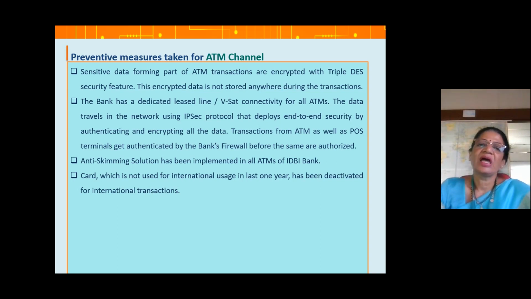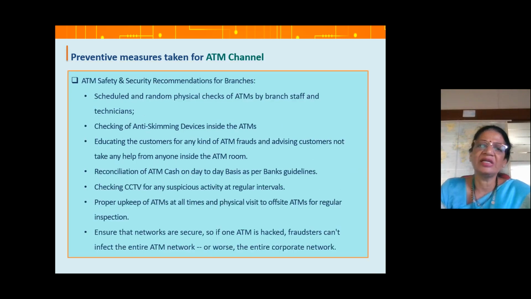Anti-skimming solutions have been implemented in all the ATMs of IDBI Bank. A card which is not used for international usage is again disabled. The international usage is disabled, and it can be enabled by the customer. Now, a branch may have an ATM in the branch location, and it can also have an ATM in an offsite location. In the branch location, there is a little more control over the ATMs.